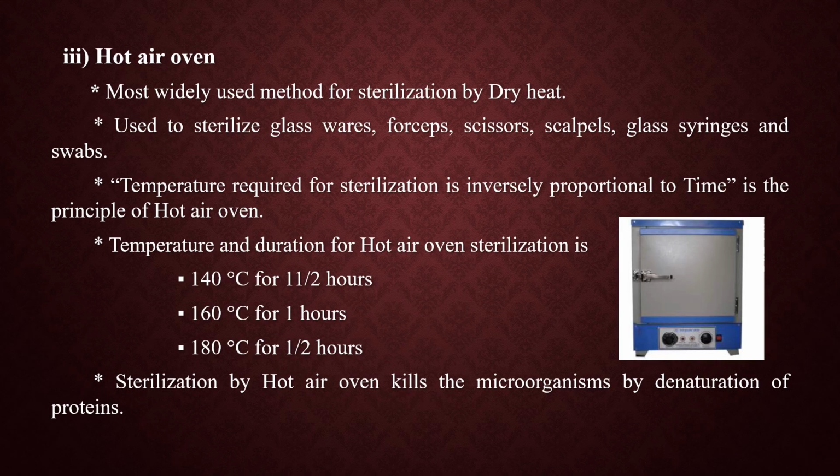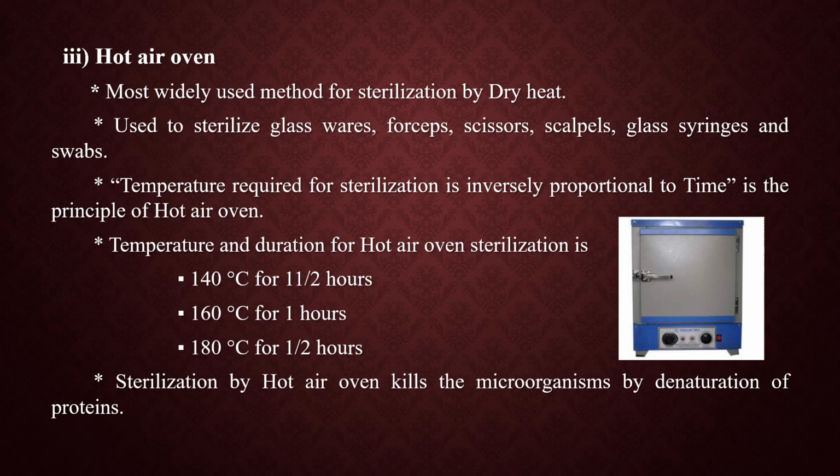And the third one is hot air oven. Sterilization by hot air oven is the most widely used method for sterilization by dry heat. Hot air oven is used to sterilize glassware, forceps, scissors, scalpels, glass syringes, and swabs. The principle of hot air oven is that the temperature required for sterilization is inversely proportional to time. During sterilization of materials in a hot air oven, the sterilization time is reduced when the sterilization temperature is increased.